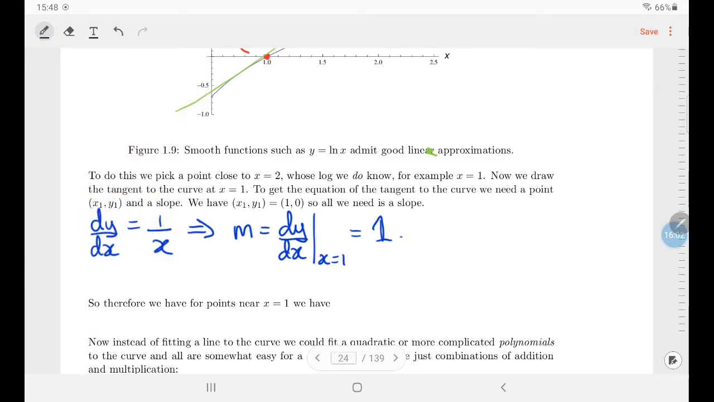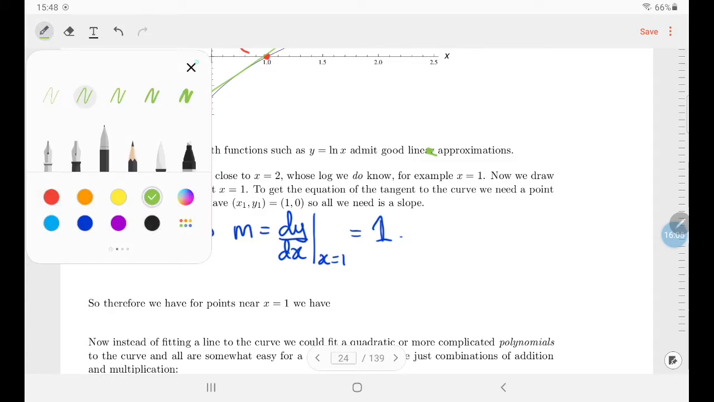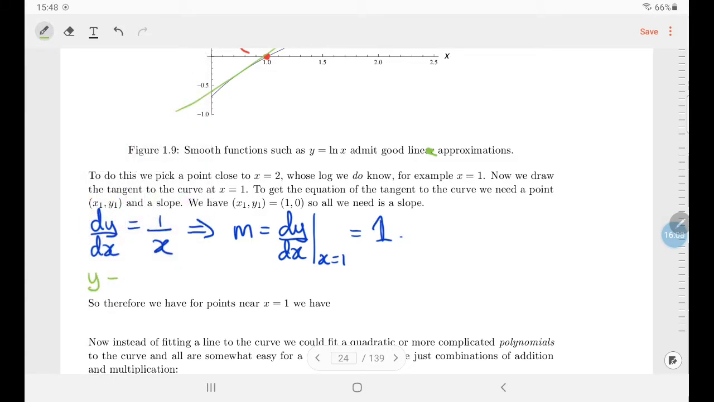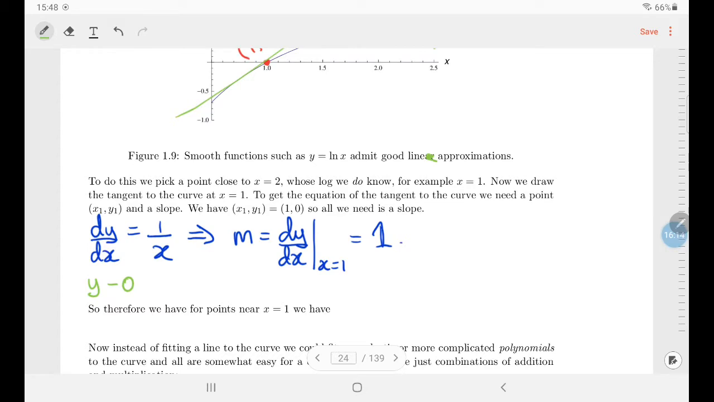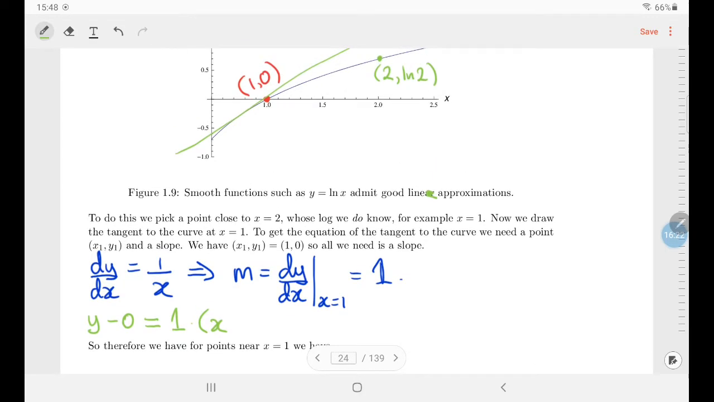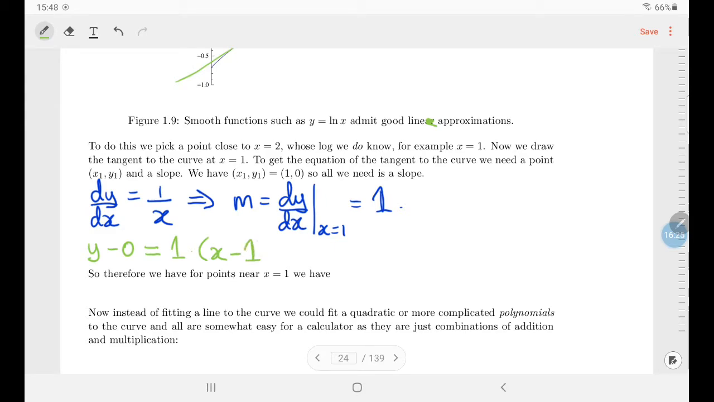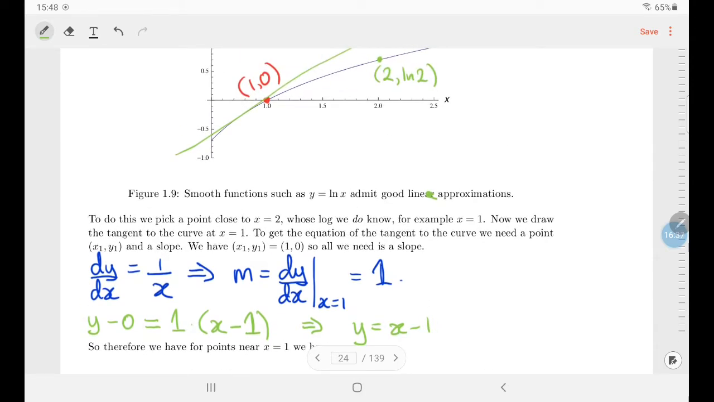So I get the equation of the tangent line, this green thing, I may as well write it in green. So I get y minus y1, the y1 is 0, equal to m, which is 1, times x minus x1, and the x1 is the 1 there. So therefore, the equation of the tangent is y equal to, now 0 doesn't do anything, 1 by x minus 1 is x minus 1. So we know points near x equal to 1, this picture is so bad, I'm so sorry, log of x is approximately x minus 1.